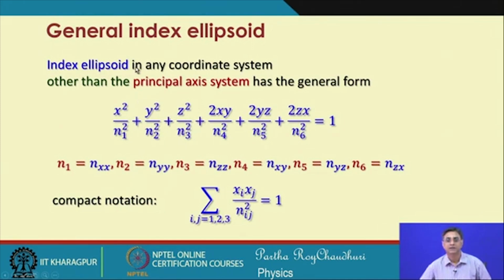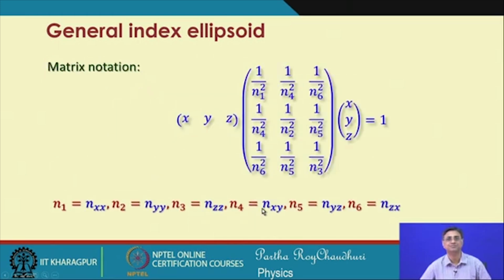So, the case that we have discussed is the one which corresponds to the principal axis system, the index ellipsoid, but in any general coordinate system, we can write this index ellipsoid, which will also involve the cross terms with xy, yz and zx and the off-diagonal elements of the permittivity tensor. So, that is n x equal to n xx, n yy and so on. And in a compact notation, we can rewrite this equation in this form, and this is the form which we will be using extensively throughout our discussion in the case of electro-optics and acousto-optics, their modulators and devices. So, in the matrix notation, this compact equation can be written in this form, where this n x, n y, n z etcetera all are defined.